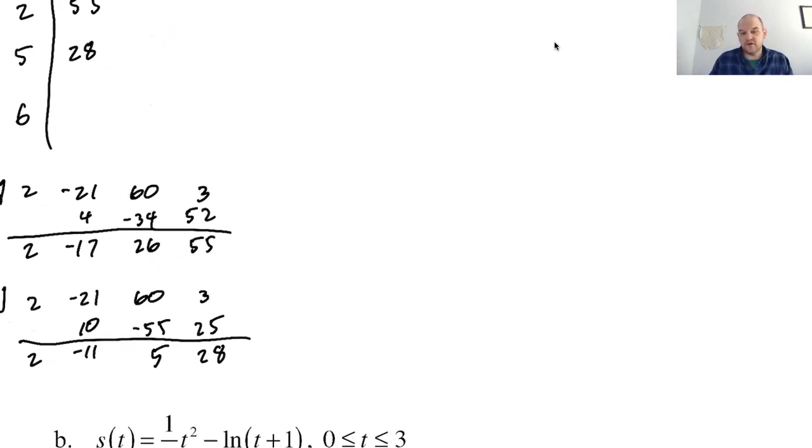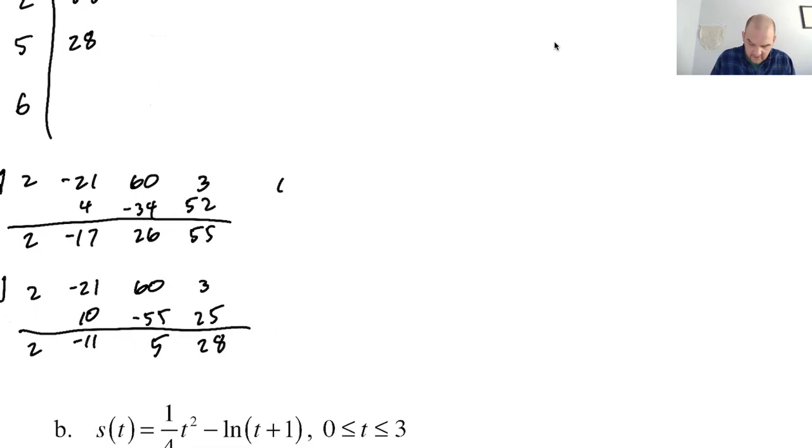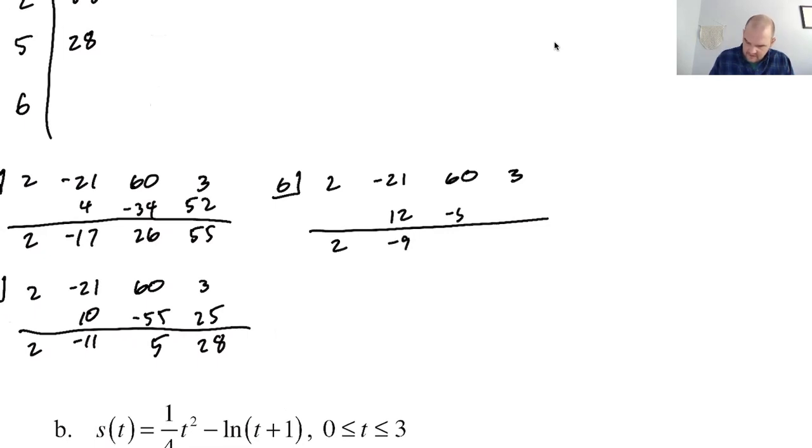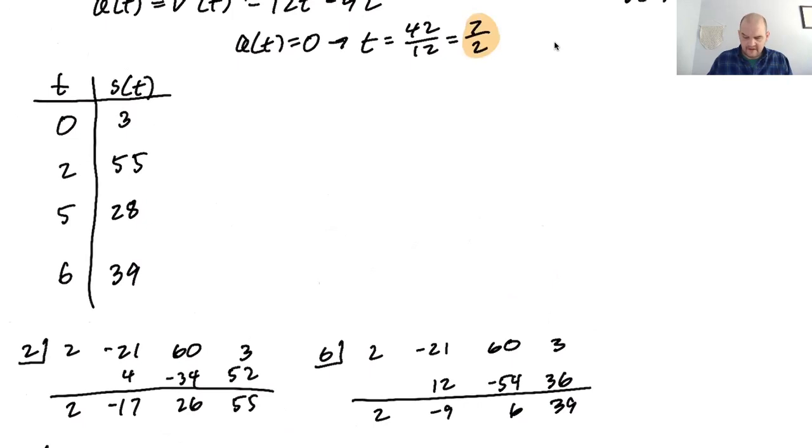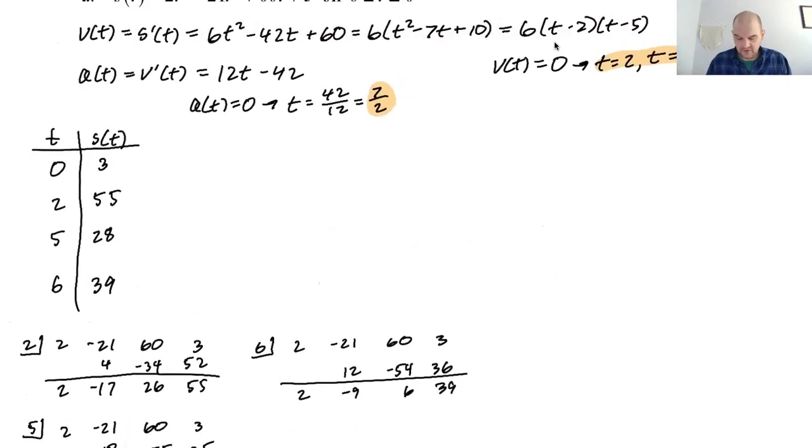Synthetic substitution is a way to go on these, by the way. I mean, if you have to do them by hand, which apparently we're doing this by hand, I might go back and do it on the calculator just to make sure everything worked out right. 2, 12, -9, -54, 6, 36, 39. Okay. So I get 39.